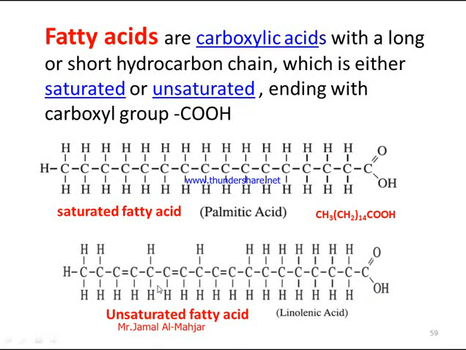Another example here. Yes, what do you see here? Yes, we have a double bond, and here we have a double bond, and here we have a double bond. If you have at least one double bond, it is an unsaturated fatty acid. This example for the acid, we call it linolenic acid. Yes, so this one represents the oil.